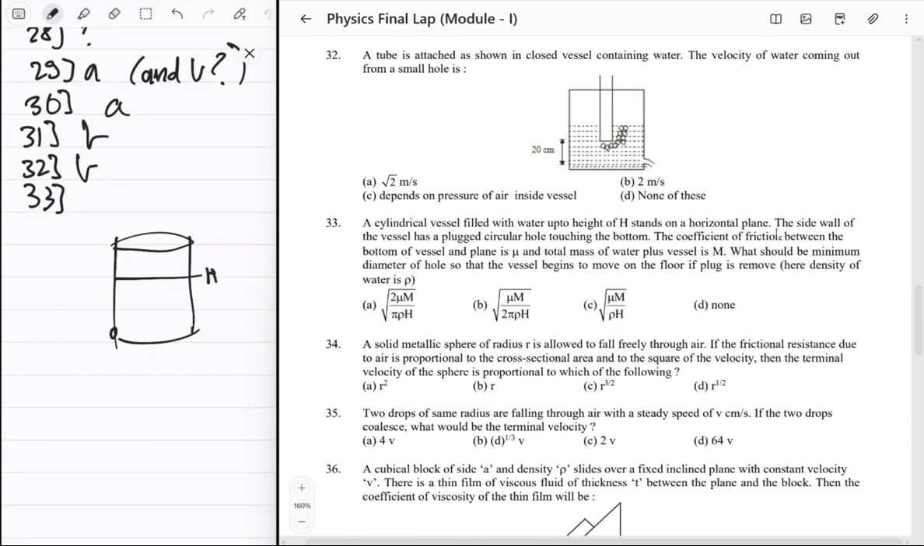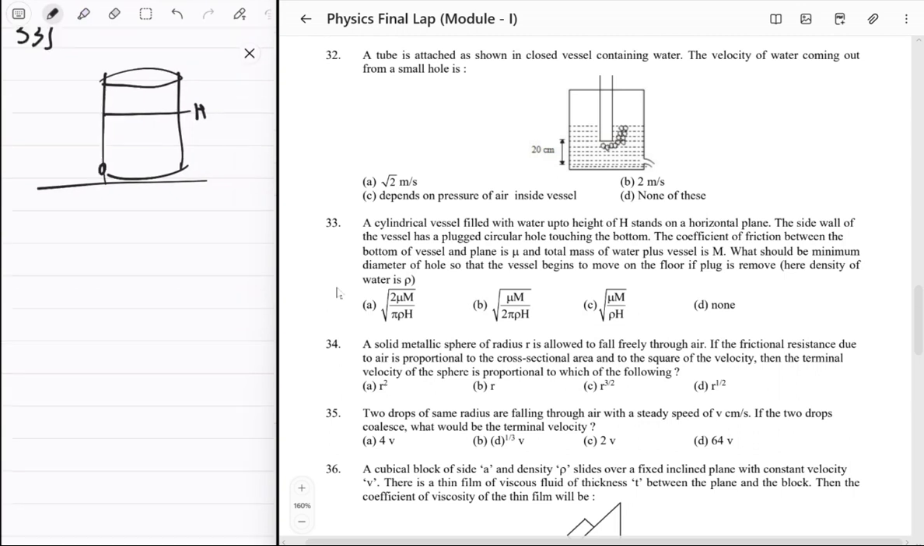Okay, I get it. So this plane is mu, and the total mass of the water plus vessel is capital M. What should be the minimum diameter of the hole so that the vessel begins to move on the floor if the plug is removed? Okay, I can do this, no big deal.